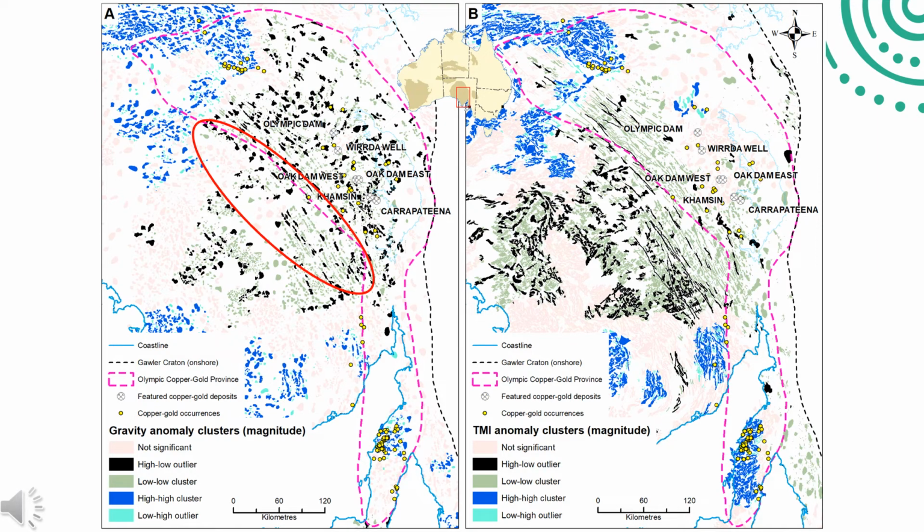It's worth noting here that the high magnitude gravity outlier class extends to the southwest across the Gawler Range Volcanics province. This area has had little exploration due to the thickness of the upper Gawler Range Volcanics, but probably warrants further investigation due to the nature of the gravity anomalies and the similarity of those anomalies with those in the more productive region.